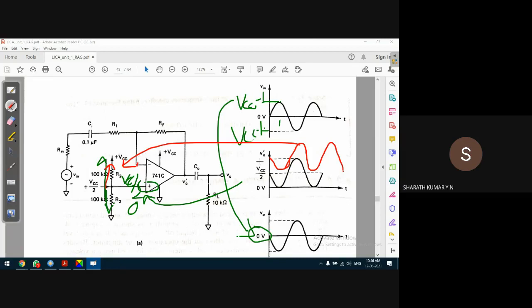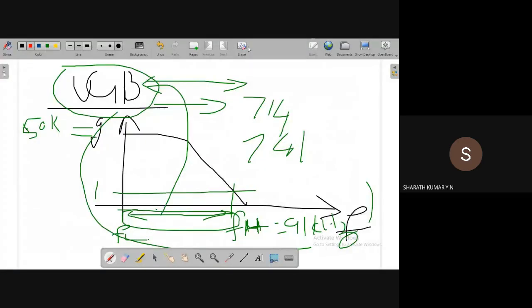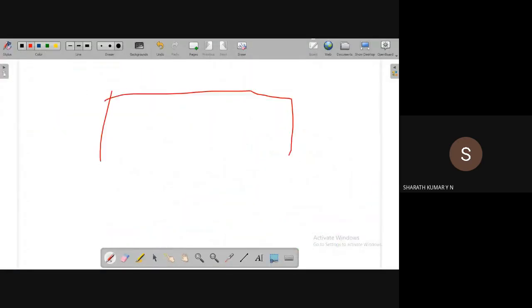Because this average value will be VCC. That's all. If you remember, this is what we used to get in the laboratory. There was a signal generator in the ADC lab. In that signal generator, there were various knobs. One of the knobs is called DC offset.